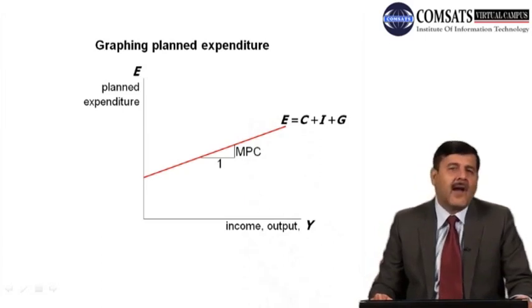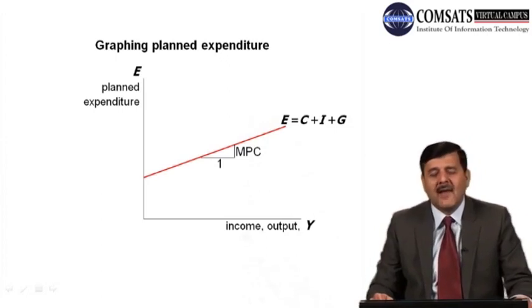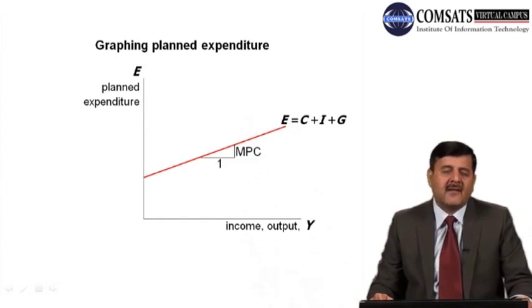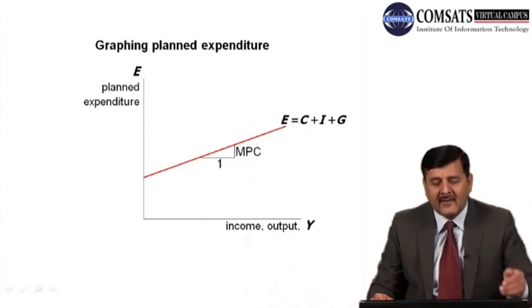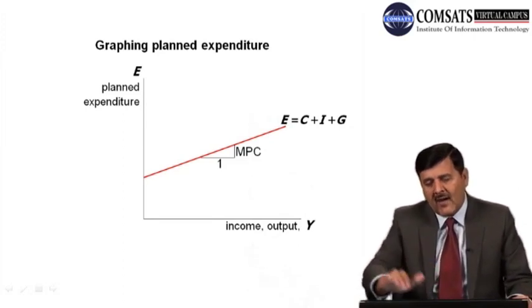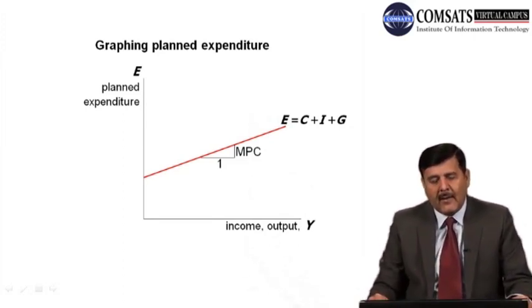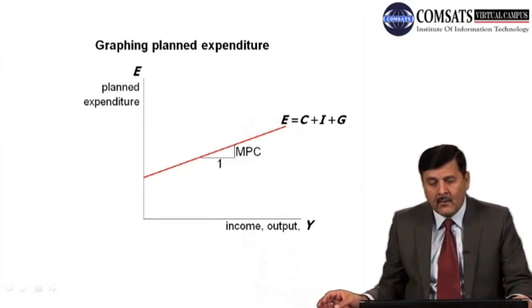So how do we define MPC? MPC is the marginal propensity to consume, the slope of this curve, and that is equal to the change in consumption whenever there is a change in income. That is known as the marginal propensity to consume, and that is the slope of this curve. So we have this planned expenditure curve.